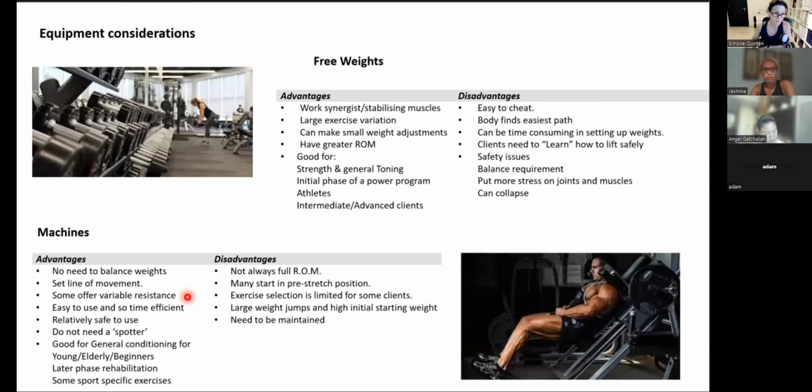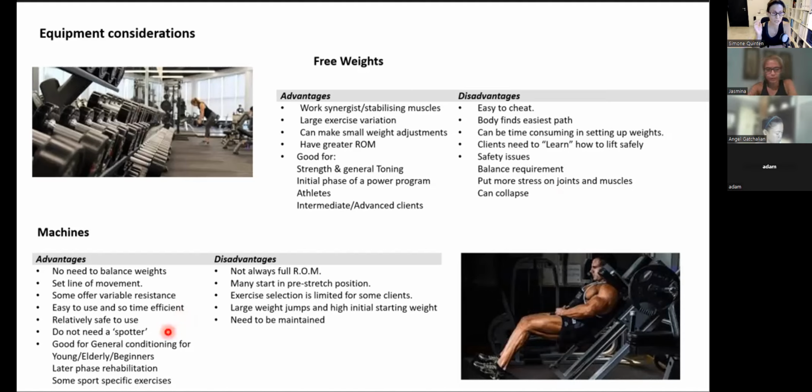Some offer variable resistance, but not all. It depends on the cost, how much the machines cost, okay? It's actually quite easy to use and also time efficient, particularly when you have the pin, you just need to remove the pin and change your weight. Or if you have an electronic device, you can just change the numbers and then you have a different resistance. So it's quite fast. It's safe to use.